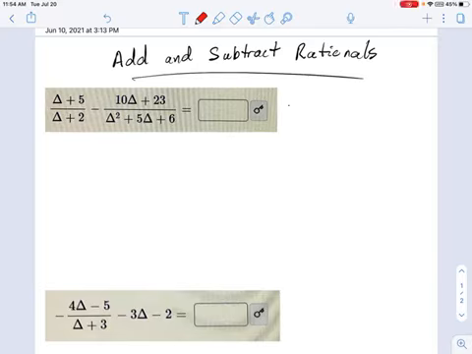I picked two examples of rationals to add and subtract together based on the fact that these don't have common denominators. That should be the first thing you notice. The denominators are different. And it won't be too hard to settle that up and figure out how to make them the same denominator, but we do have to take that step of making common denominators.